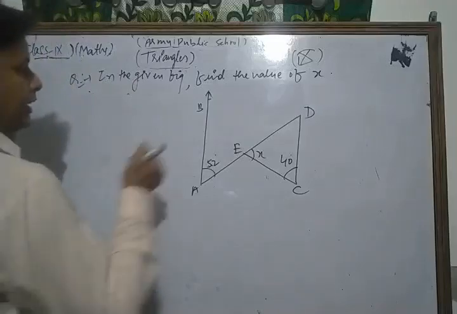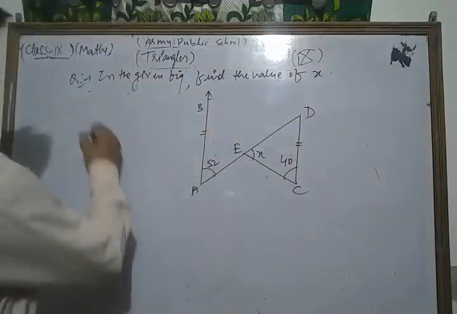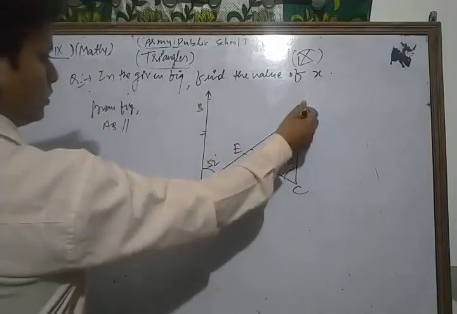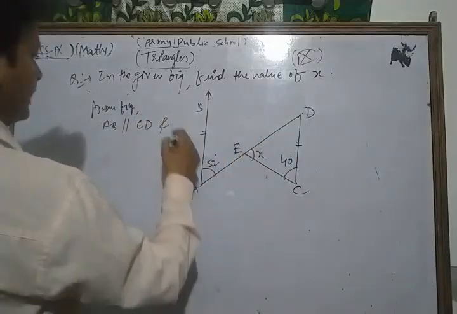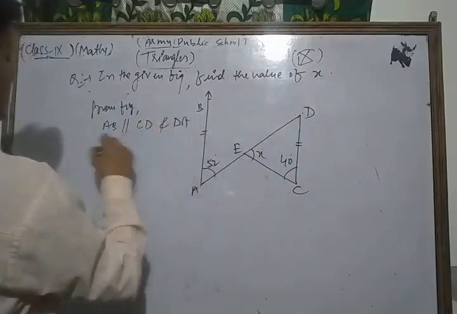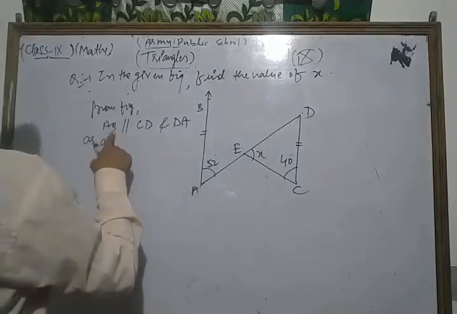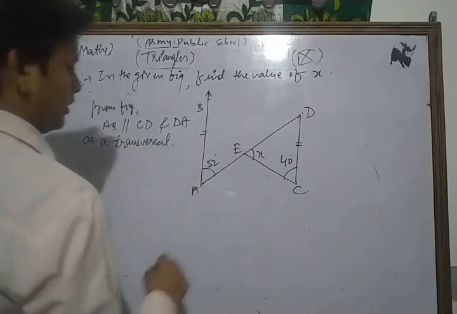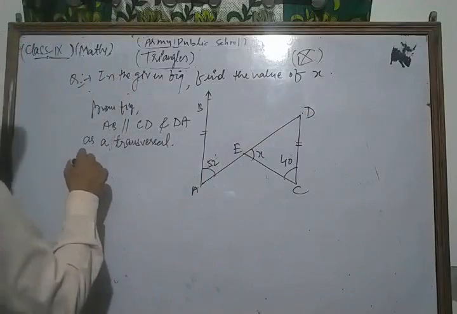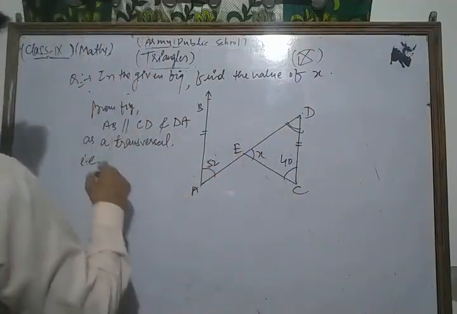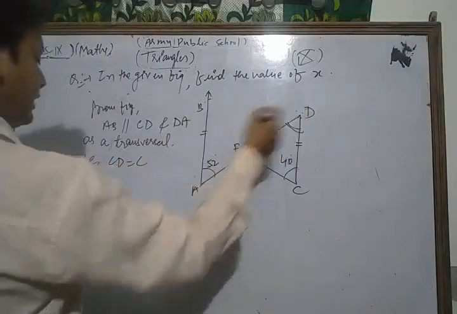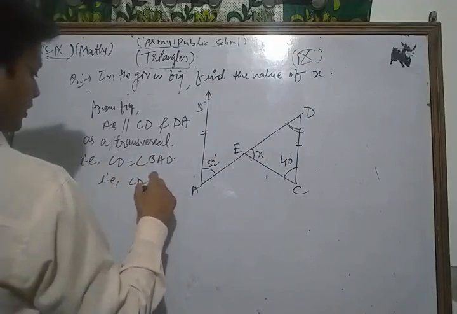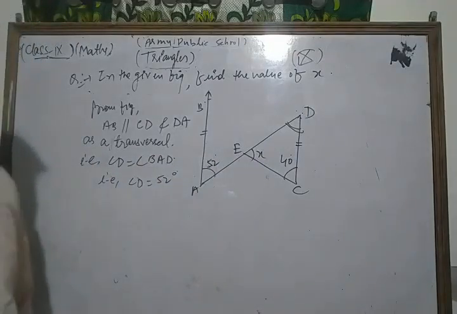Now let's see here. Here AB is parallel to CD. From figure, AB is parallel to CD and DA is a transversal, that is angle D is equal to angle BAD, that is angle D is equal to 52 degree.